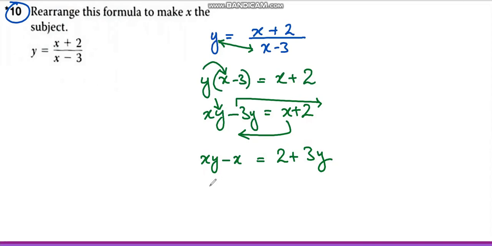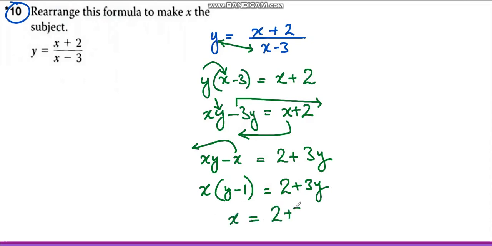And here x can be taken as common, so I can rewrite it as x times y minus 1, because here x is being taken as common, so I am left with just 1, and then it's 2 plus 3y. Now I can divide both sides by y minus 1. So I will get 2 plus 3y divided by y minus 1. So again, x is now the subject.